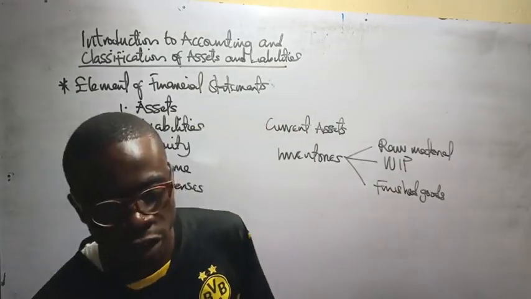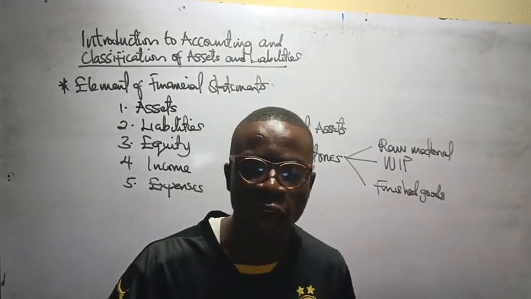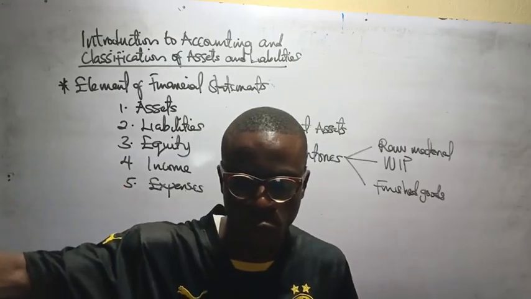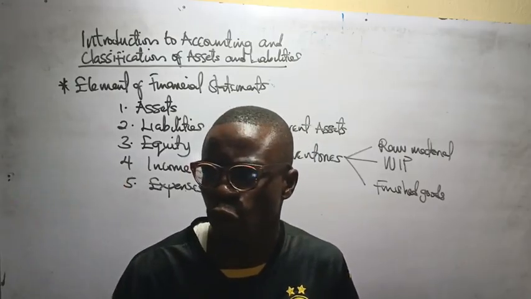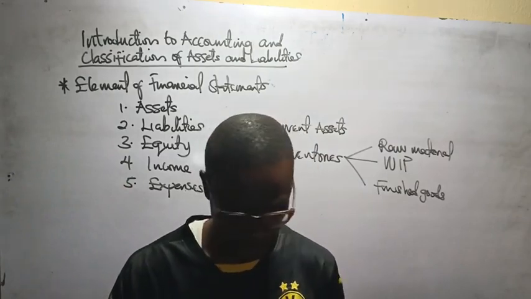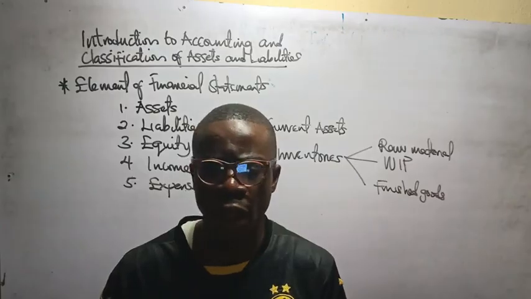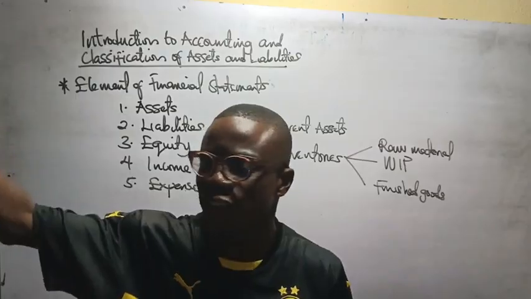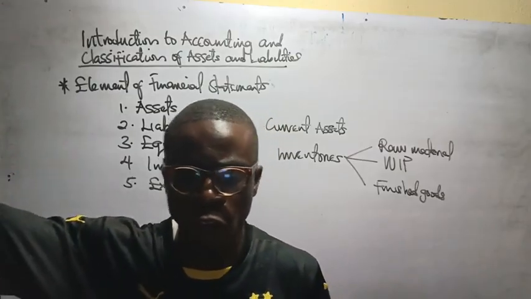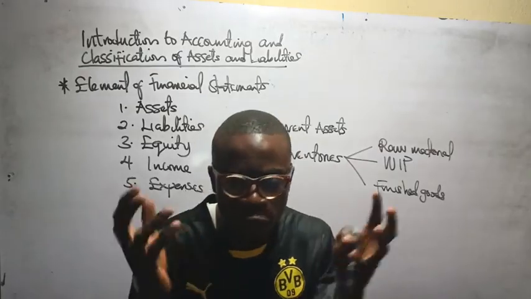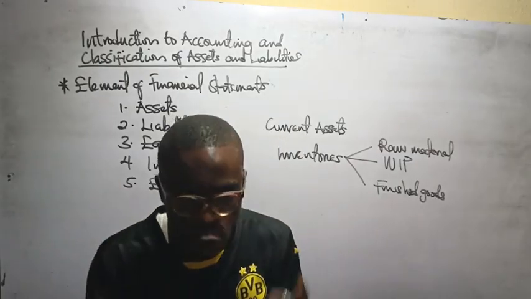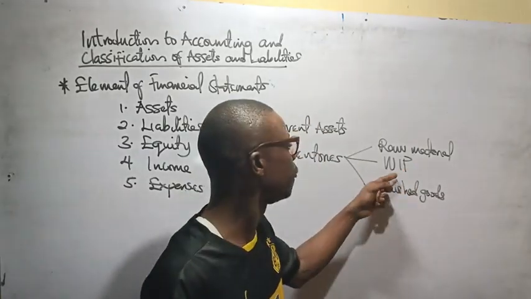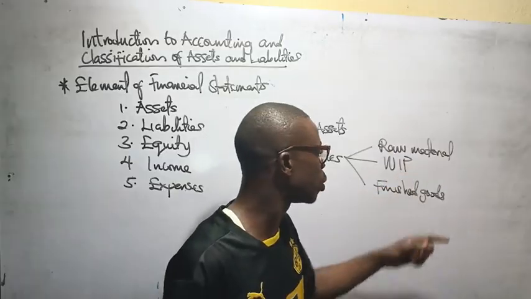Now, work in progress inventory are inventory that are yet to get to the last stage of production. Am I communicating? Let's say you want to produce a car, but that car is yet to reach the last stage of production for it to be called a finished product. So at that stage they will have a value even though they are still work in progress. Those are what we call work in progress inventory, WIP.